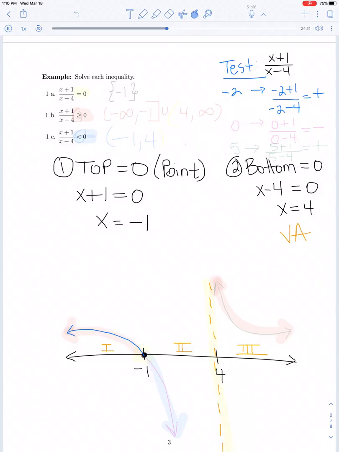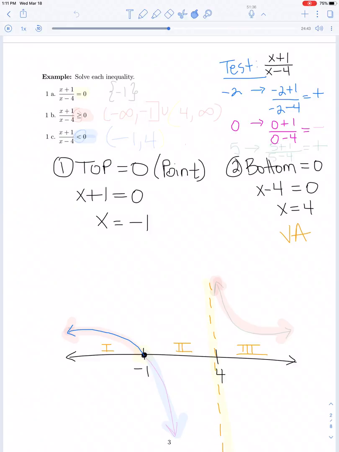Now, let's test something in the second region between -1 and +4. I'm going to pick the easiest, I think, which is 0. So plugging in 0, again, into the same function, (x + 1)/(x - 4), will give me (0 + 1)/(0 - 4).